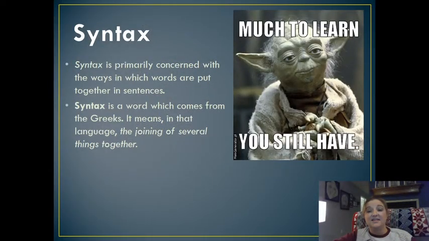Syntax, this is when you look at the actual sentence structure of the piece. A perfect example is Yoda. Much to learn, you still have. This flips the sentence, instead of saying you still have much to learn, it flips it backwards. The best way to identify syntax is with patterns.